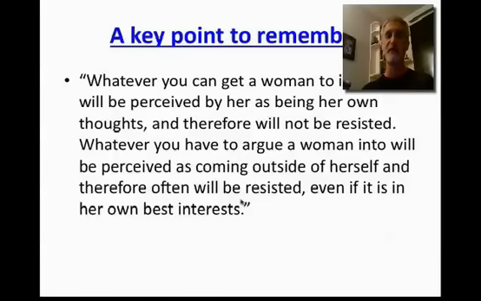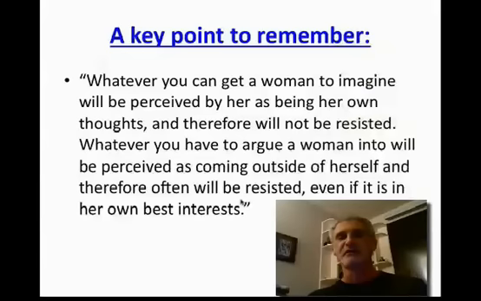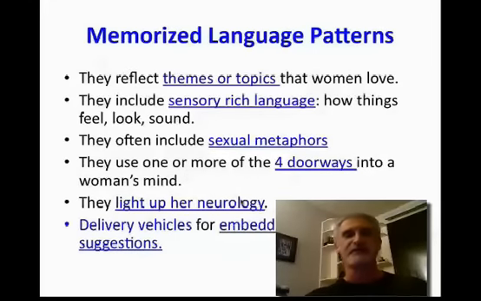Remember this key point. I repeat, but repetition can be the mother of skill if you act on these ideas. Whatever you can get a woman to imagine for herself is going to be perceived by her as being her own thought, and therefore she will not resist it. You can sort of think of it as being like an emotional ventriloquist. You're not throwing your voice, you're sort of throwing your thoughts into her head. Whatever you have to argue a woman into will be perceived as coming from outside of herself, even if it's in her own best interest, so it will often be resisted.